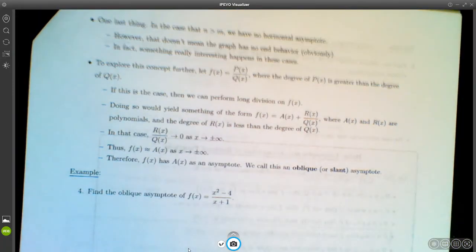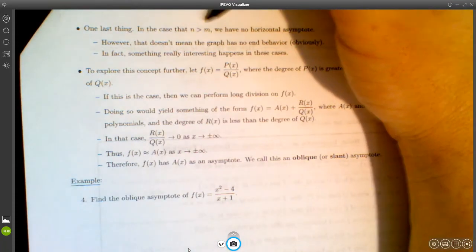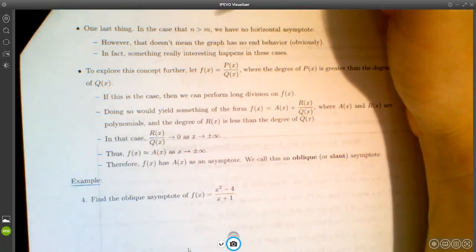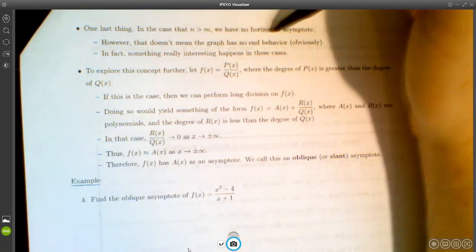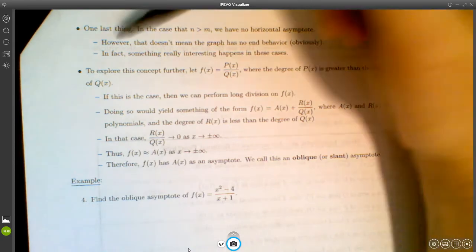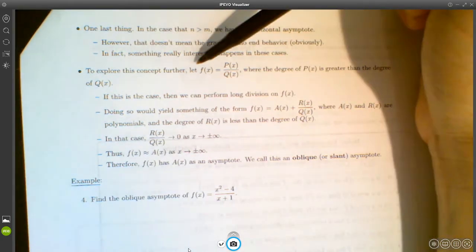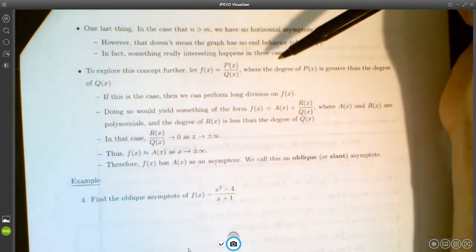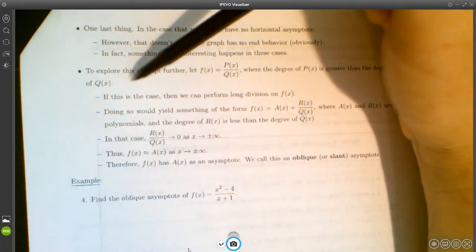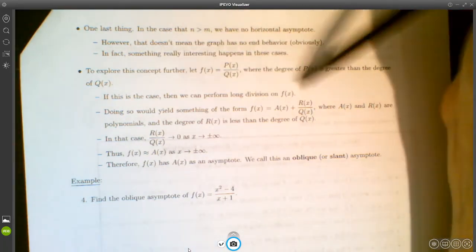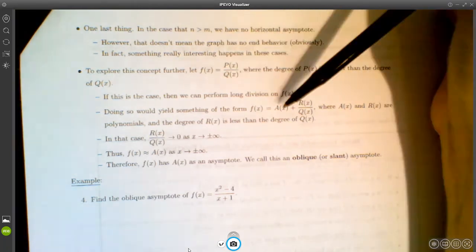Okay, so now let's talk about that last case, when n is greater than m, when the degree of the numerator is greater than the degree of the denominator. We know that in that case there's no horizontal asymptote, but that doesn't mean that the graph doesn't have any kind of end behavior. In fact, something really interesting happens in these cases. So to explore this concept further, let's say that f of x is p of x over q of x, and that the degree of p is greater than the degree of q. If this is the case, then we can perform long division on f of x. Doing so would yield something like this.